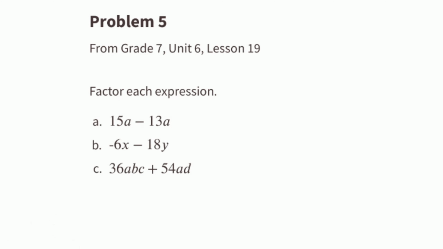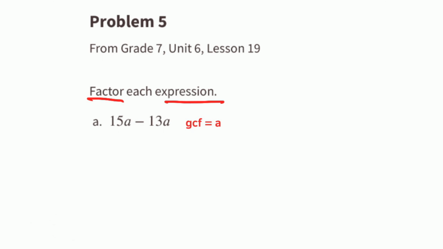Problem number 5 from 7th grade, Unit 6, Lesson 19. Factor each expression. A. 15a minus 13a. Their greatest common factor is a. So we can put a on the outside of the parentheses. 15a divided by a is 15. So we'll substitute the first question mark with 15. And 13a divided by a is 13. So the factored expression reads a times 15 minus 13.